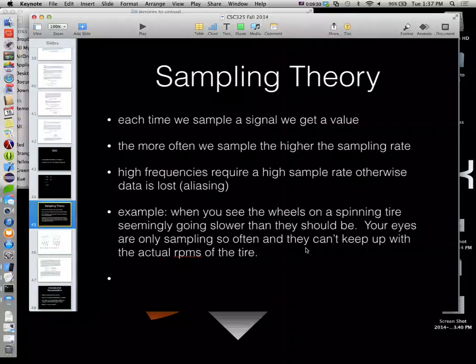The human eye can pick up, let's just say we have great eyes, 50 hertz. We can see it. I would highly doubt any of you in here could see it at 50 hertz. But let's just say. I definitely can't. I'm at 7 hertz.